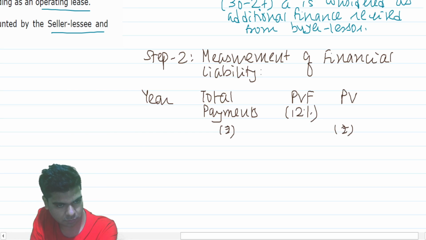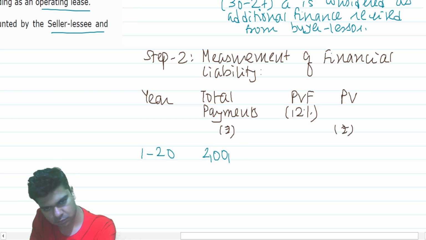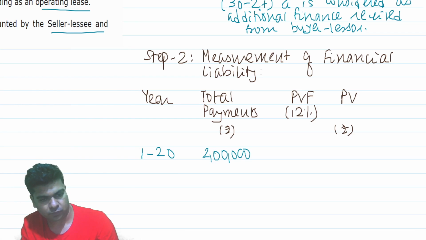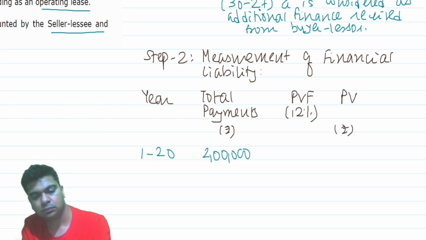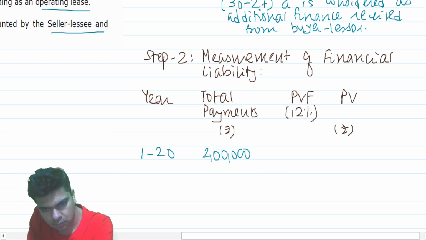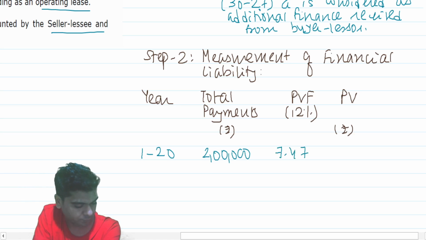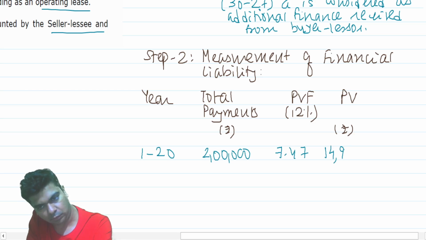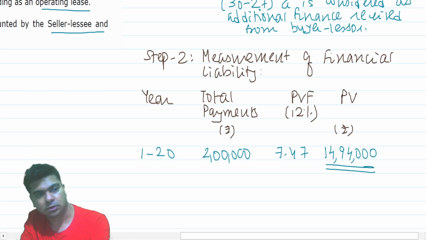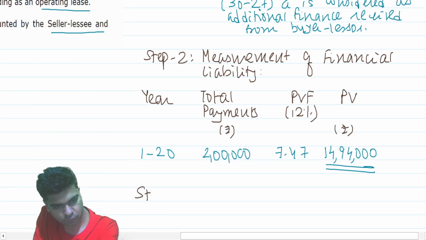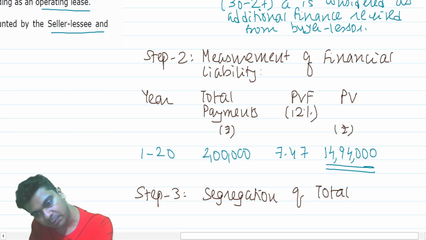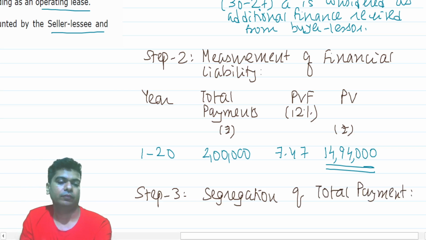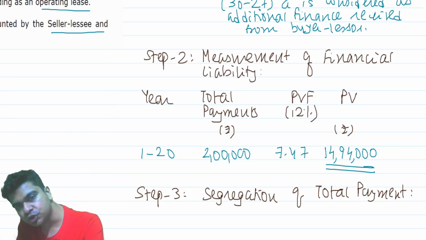Carry out the working. 12%, 20 years cumulative: 7.47. That gives $14,94,000. Step 3: segregation of total payments. If you are still writing, just pause the video here and complete.